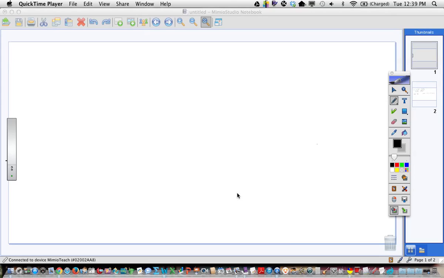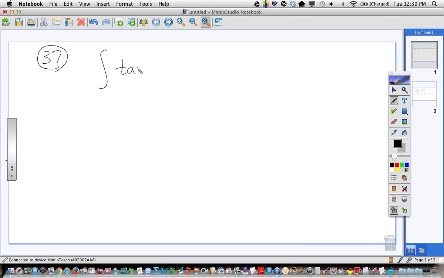So, yeah, sure. 37. What was 37? Tangent of x to the 4th times secant squared. Like this? Okay. All right. Did you have an idea, a thought for the u on that one, or is that where you got stuck? Anybody have an idea? Sine squared? How'd you come up with that? Where's a sine squared?